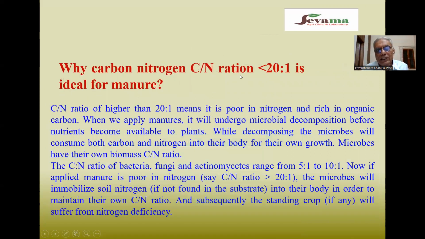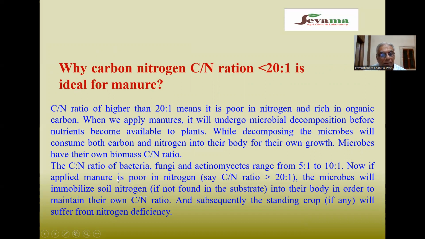Why is a carbon-nitrogen CN ratio of less than 20:1 ideal for manure? A CN ratio higher than 20:1 means it is poor in nitrogen and rich in organic carbon. When we apply manure, it will undergo microbial decomposition before nutrients become available to the plant. While decomposing, the microbes consume both carbon and nitrogen into their body for their own growth. Microbes have their own biomass CN ratio. The real CN ratio of bacteria, fungi, and actinomycetes ranges from 5:1 to 10:1.